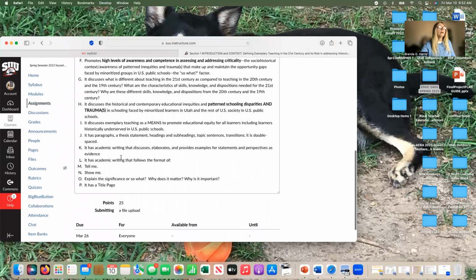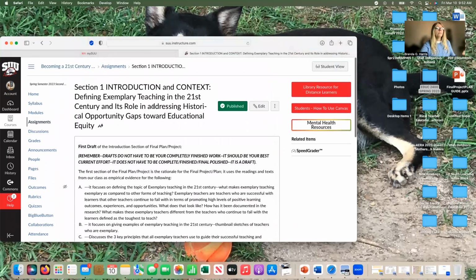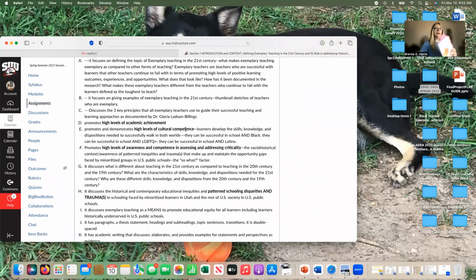the part here about addressing exemplary teaching in the 21st century. How does that address historical opportunity gaps toward educational equity? Okay, so what that means, and you will get a lot from this book, is that a lot of people will talk about ACEs, and they'll talk about trauma in communities, and that's certainly true.